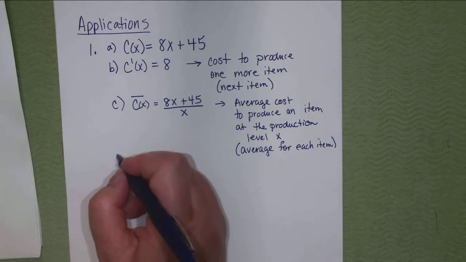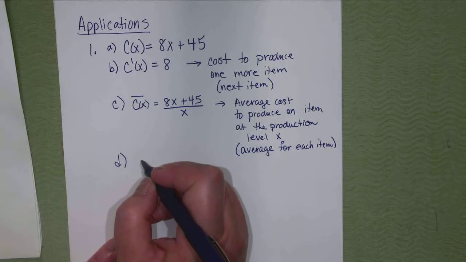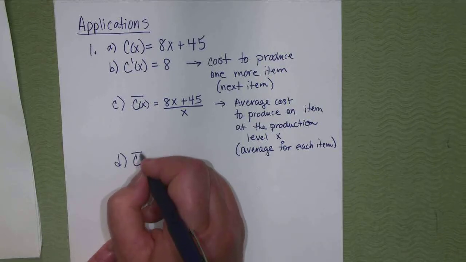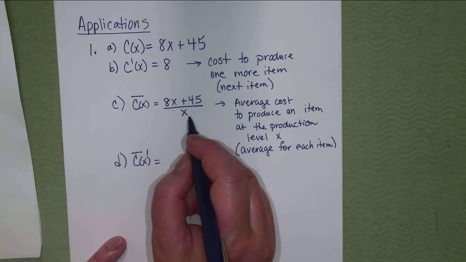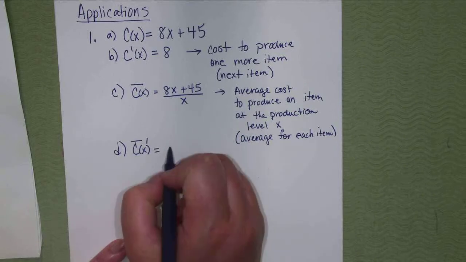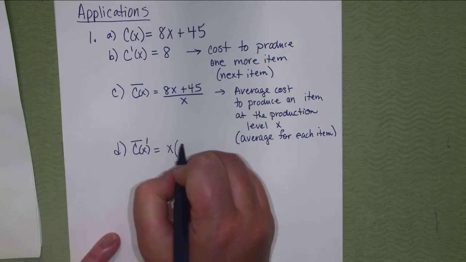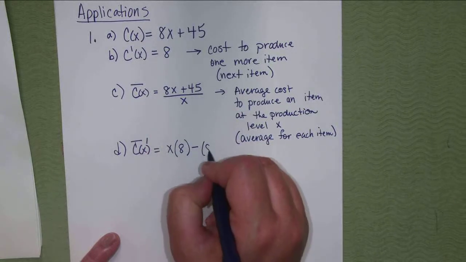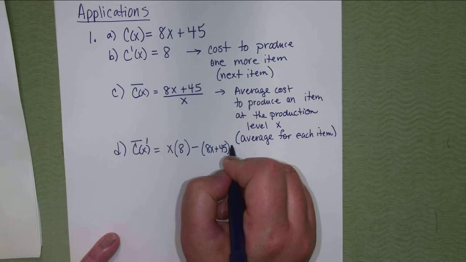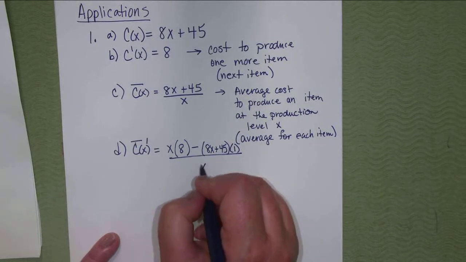D. It's a test in words. It doesn't mean a whole lot, but this says the marginal average cost function. So what's that saying to do? Derivative of the average. So how would we do that? That would be quotient rule. So low D high, minus high D low, all over low squared.